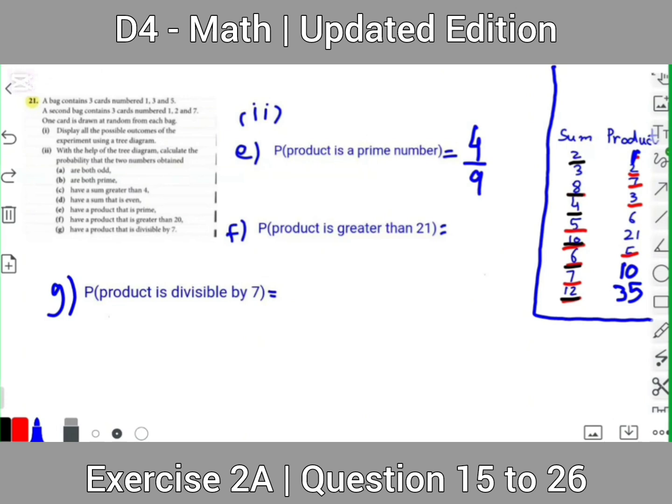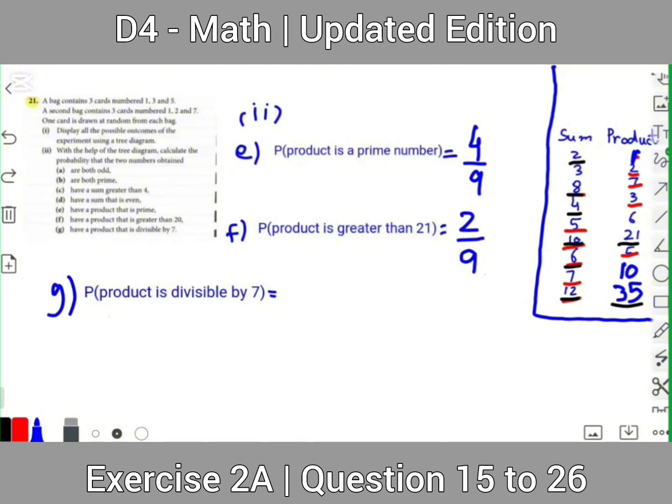Now in part F, we have to find out that the product is greater than 20. So we will mark the products that are greater than 20 with black. So here we have 21 and 35. So the number of favorable outcomes is 2, and the possible outcomes are 9. So the probability that the product is greater than 20 is 2/9. Now, in part G, we have to find out the probability that the product is divisible by 7.